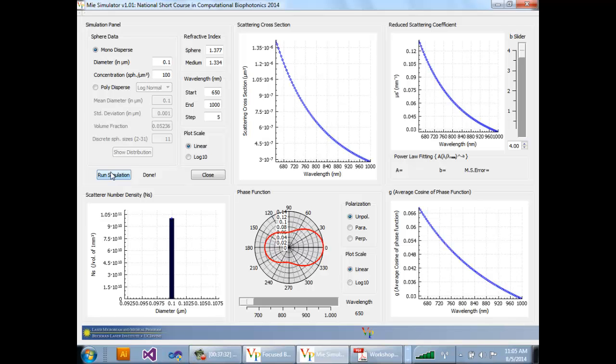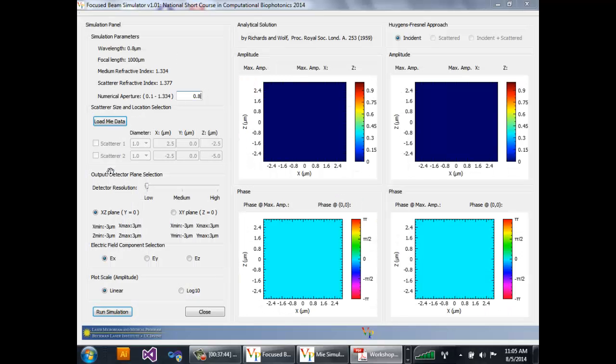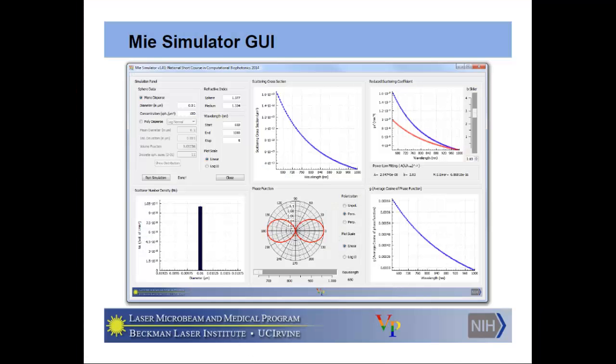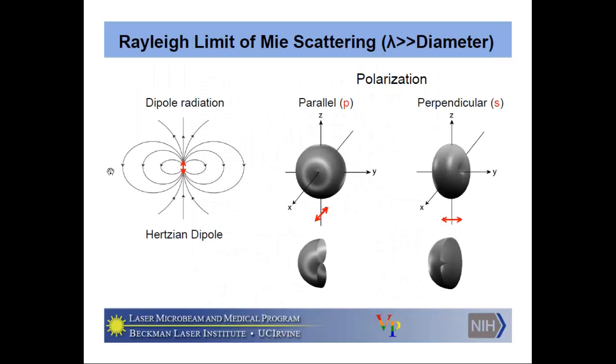I'm going to talk about this phase function for Rayleigh scattering. Okay, so here's the Rayleigh limit of Mie scattering. That means the wavelength is much bigger than the particle diameter. And Eric also mentioned this one, dipole radiation. So when the particle is so small, we have a single dipole, and it's a Hertzian dipole. It generates an electric field like that. When you consider the far field, it's going to be a donut. So it provides this kind of a donut shape.